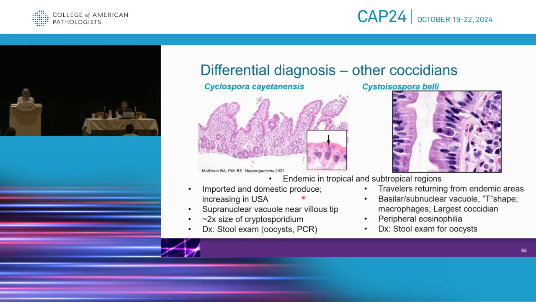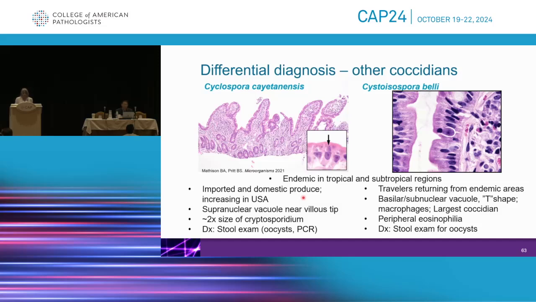And it's been reported as having outbreaks associated with imported and domestic produce, and is increasing in the United States at a rate which has now prompted more recently the CDC and the FDA to create a task force to examine this and help manage this. But imported produce like cilantro and raspberries is where it's been reported.